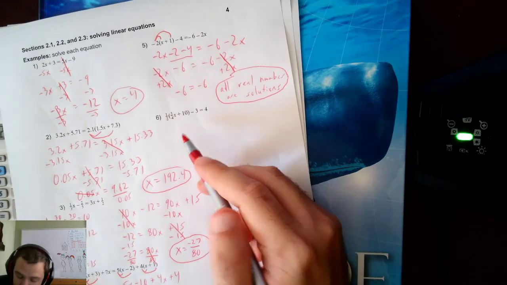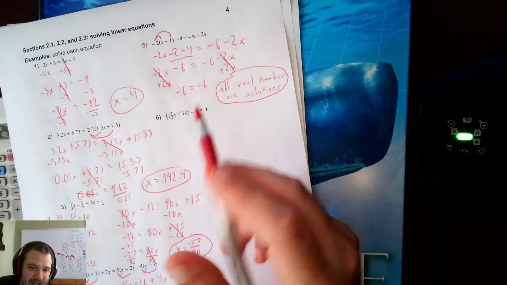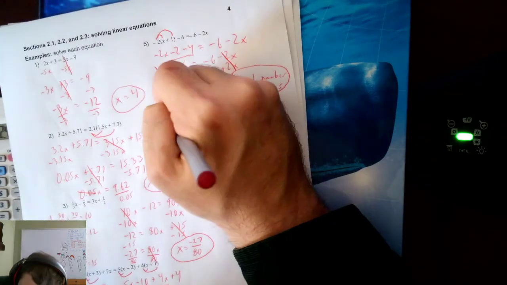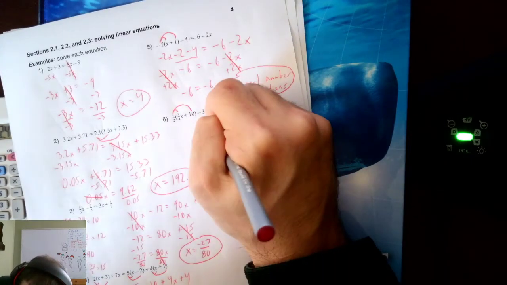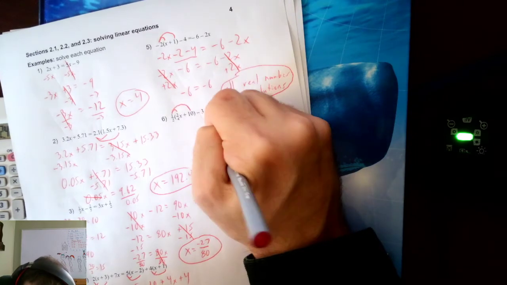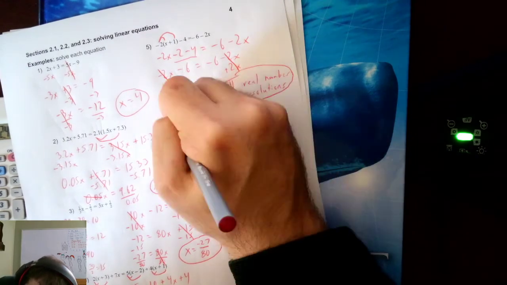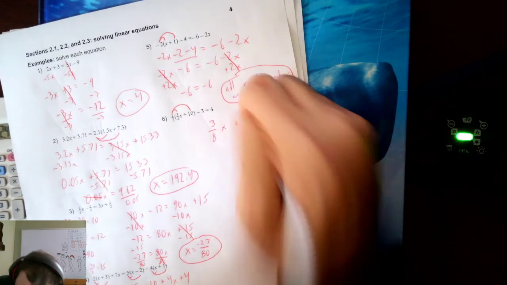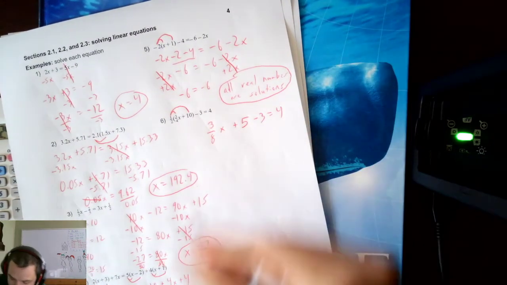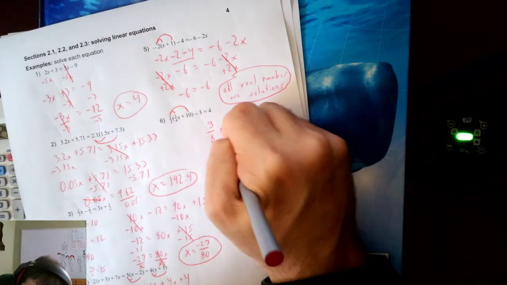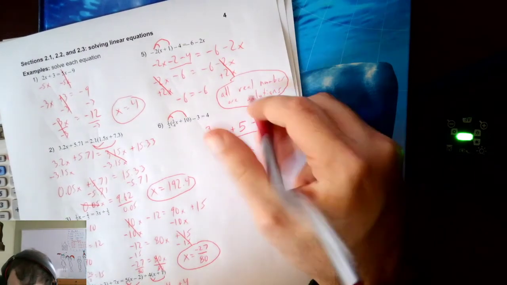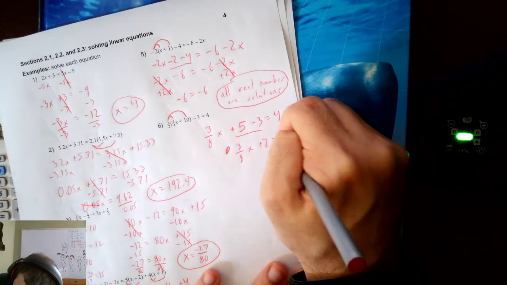Now, we have one example left, and it was the trickiest looking one, so we saved it till last. We have to distribute first. 1/2 times 3/4 is 3 over 2 times 4, which is 3/8 x, plus 1/2 times 10 is 5, right? Minus 3 equals 4. I got some like terms here I'll clean up. Positive 5 minus 3 is plus 2 equals 4.